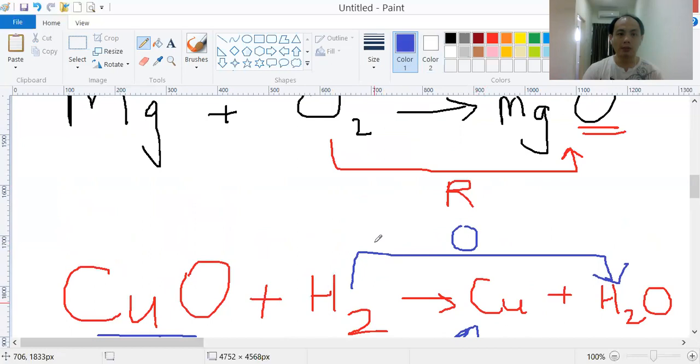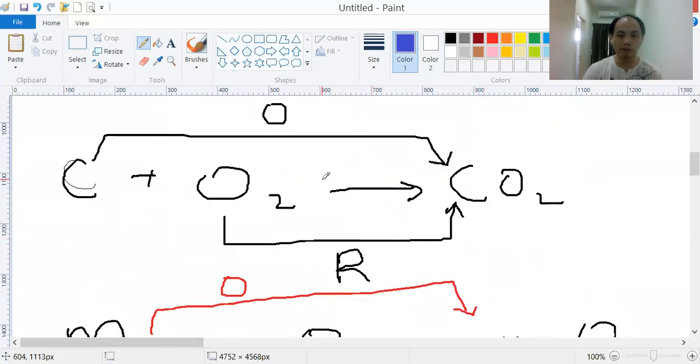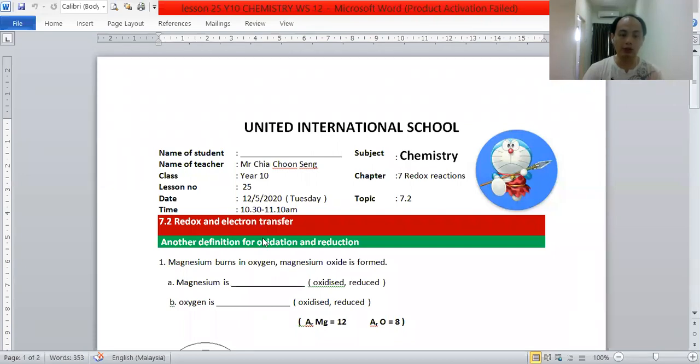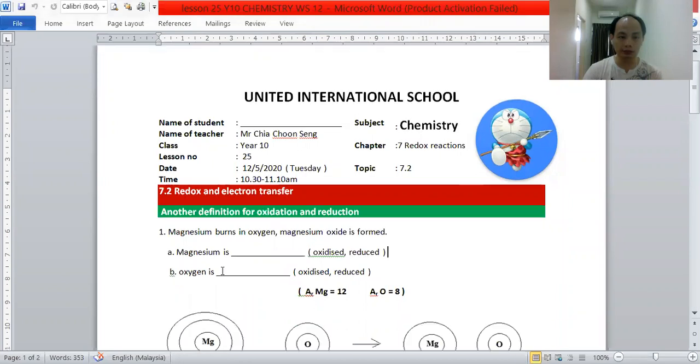This one is obvious. But when we come back to the first example, carbon gaining oxygen to become carbon dioxide, oxidation, we know. But oxygen becoming carbon dioxide, this one is a reduction. We can't see any gaining of oxygen. So we are going to learn in the new topic, talking about electron transfer. Actually, it's related to electron transfer. So magnesium burns in oxygen, magnesium oxide is formed. So magnesium is oxidized and oxygen is reduced.